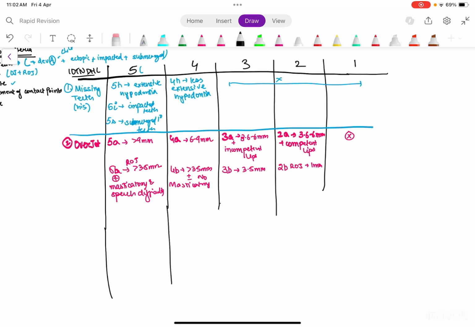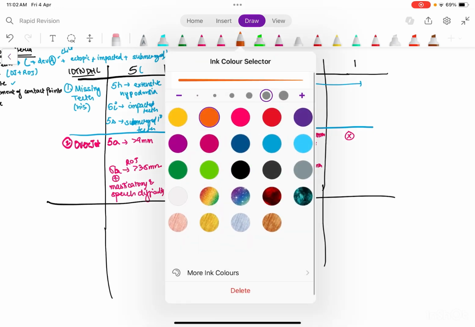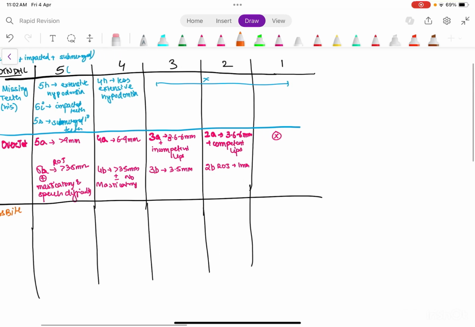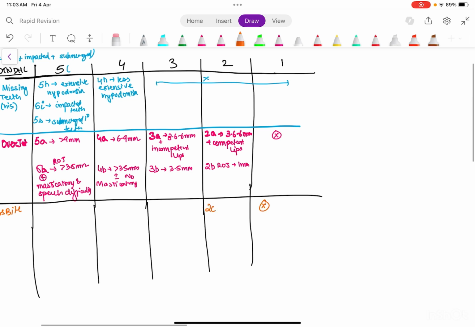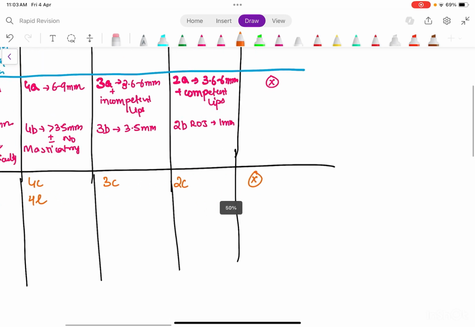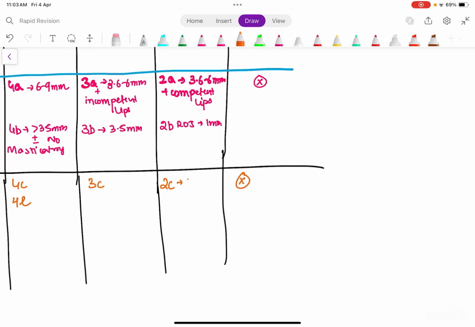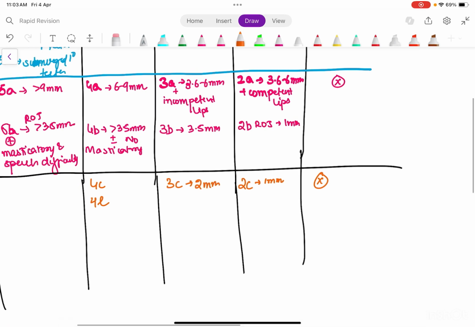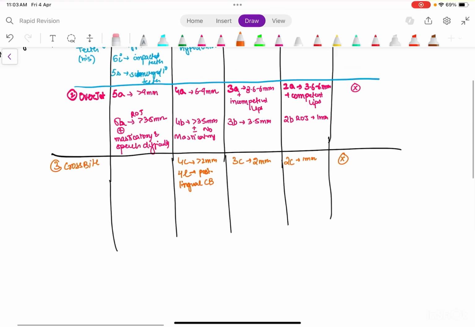Now let's talk about MOCDO again. The C component was crossbite, if you remember. So we talk about crossbite. Grade 1, as usual, nothing; then 2C, 3C, 4C, and here you have 4L also. Now 2C, what is 2C? 2C is 1 mm crossbite, then 2 mm, then more than 2 mm, and L is posterior lingual crossbite.